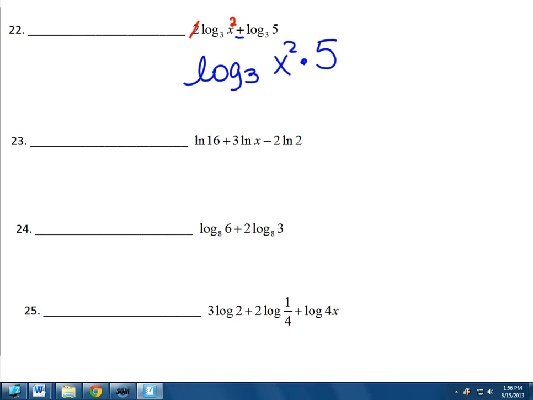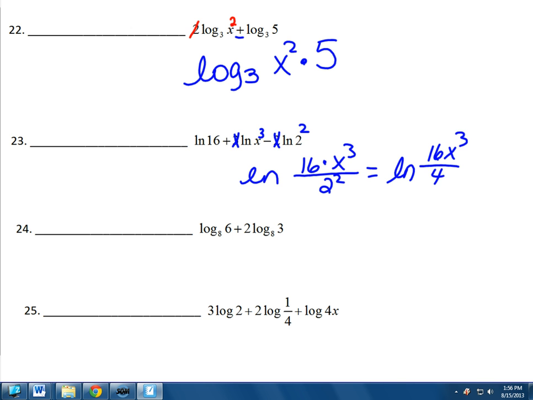Next problem. I'm going to take a coefficient, what's in front of the word natural log, and make it an exponent. I'm going to take this coefficient and make it an exponent. Then I'm going to change addition into multiplication. So natural log of 16 times x to the 3rd, and the subtraction into division, divided by 2 squared. I could combine and make it look a little prettier. Natural log of 16x cubed over 4, and even prettier, natural log of 4x to the 3rd.